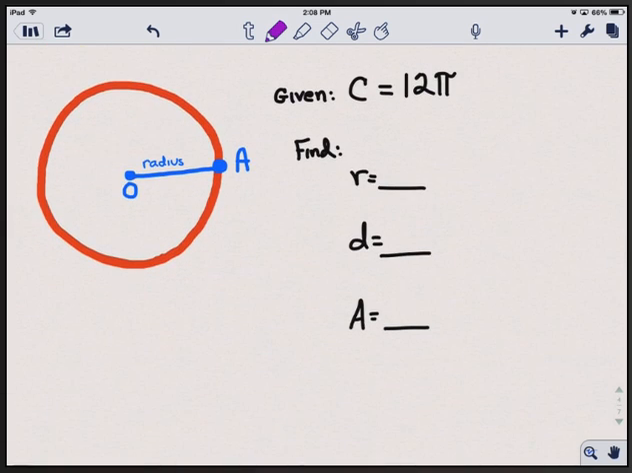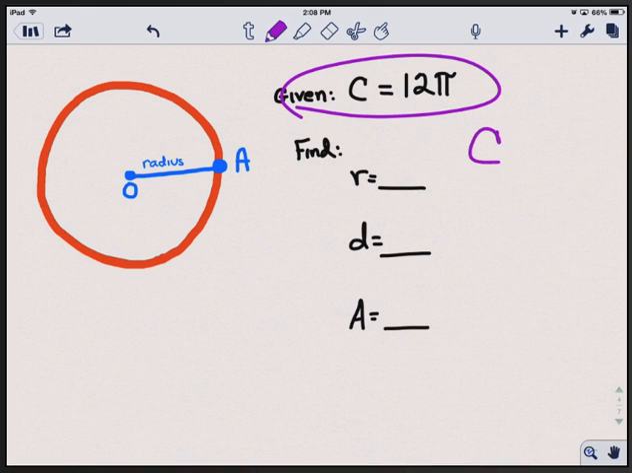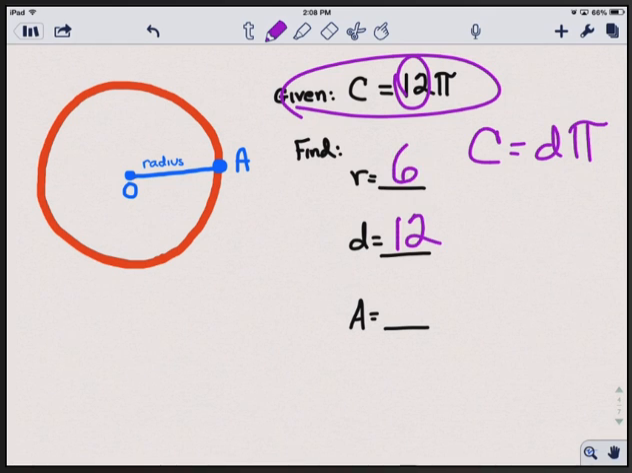Working backwards, when the circumference is given as 12 pi, because the circumference is equal to diameter times pi, the number in front of pi over here is the diameter. So it's just 12, meaning half of that would be the radius, which is 6, and pi times the radius squared, 36 pi, that is the area.